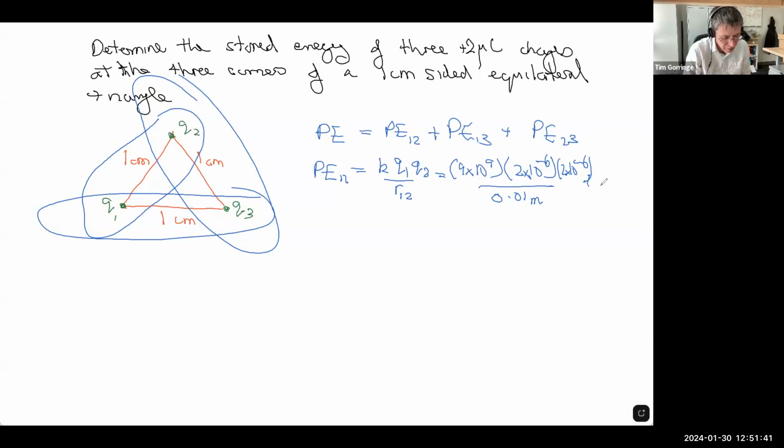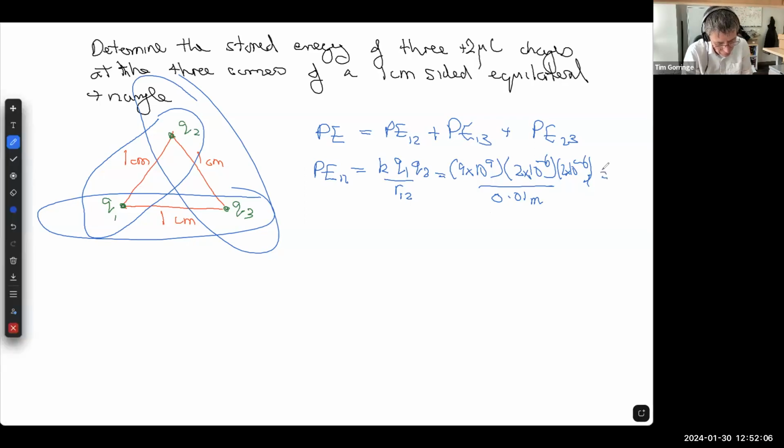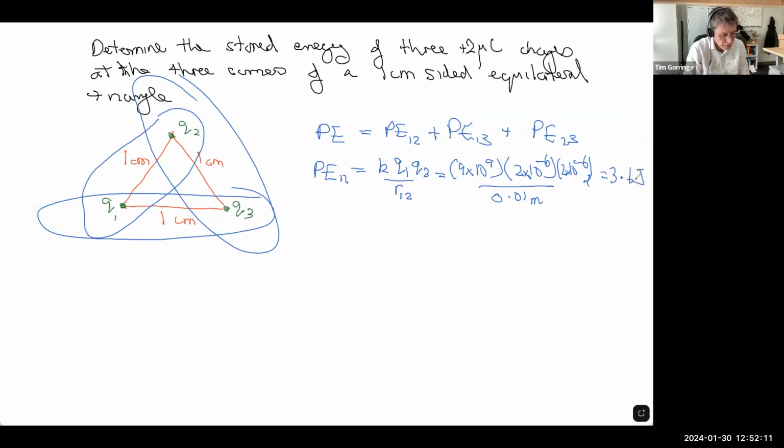If I multiply and divide these numbers up, well, look at the powers of 10. This is interesting. I've got 10 to the 9 in the numerator. I've got two 10 to the minus 6s in the numerator. So combined, that's 10 to the minus 3 in the numerator. But I'm dividing by 10 to the minus 2 in the denominator. So actually, the powers of 10 just lead to 10 to the minus 1, 0.1. It's 0.1 times 9 times 2 times 2. 9 times 2 times 2 is 36, times 0.1 is 3.6 joules. So that's the potential energy of the first pair.